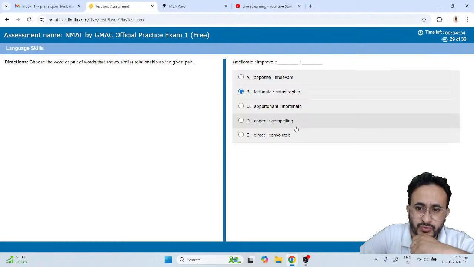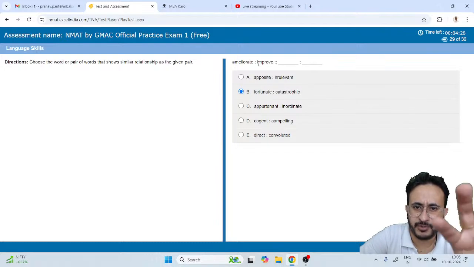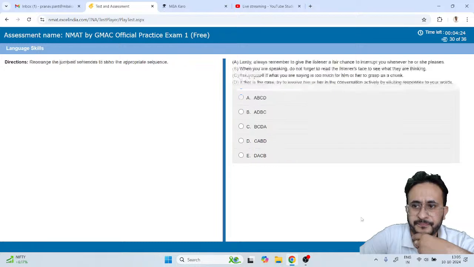This I do not know. Cogent, compelling, direct, convoluted. These are antonyms. Ameliorate means to deteriorate. So antonyms is seen in B. Okay, so again a parasample.